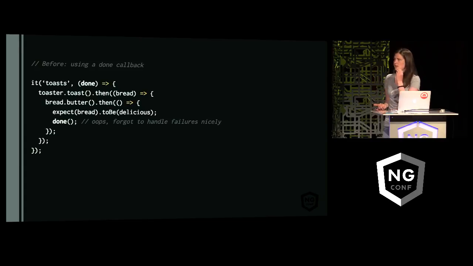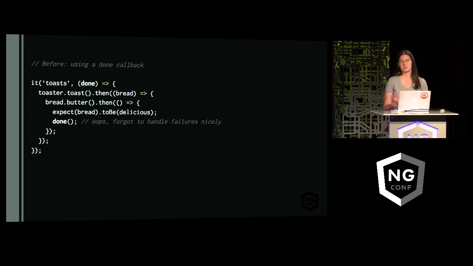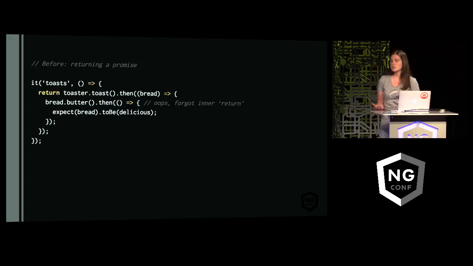So this is a couple of problems. First, you have to remember to call it, and second, you have to remember to handle failures nicely. So if anything errors, what will happen here is we'll just get a timeout, instead of actually sending the error message on. And that's not really great behavior. It's hard to debug. Another potential solution for dealing with this is then to return a promise from your test and have your test wait for that promise to resolve.